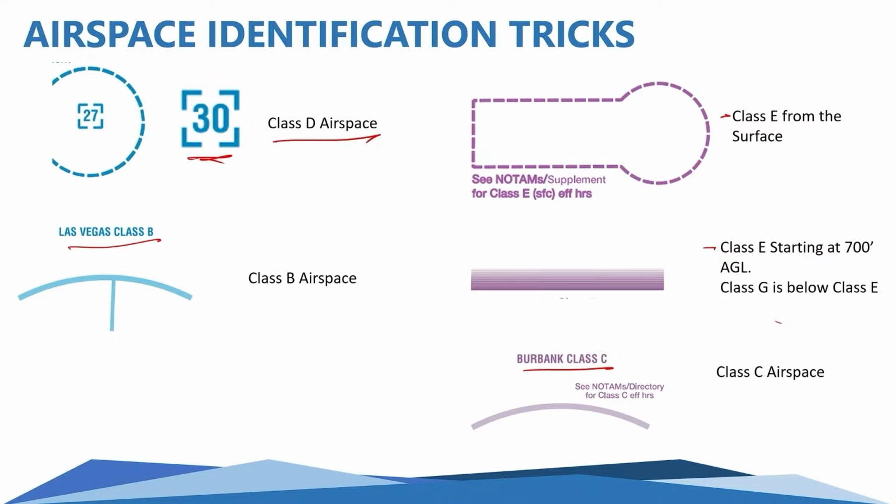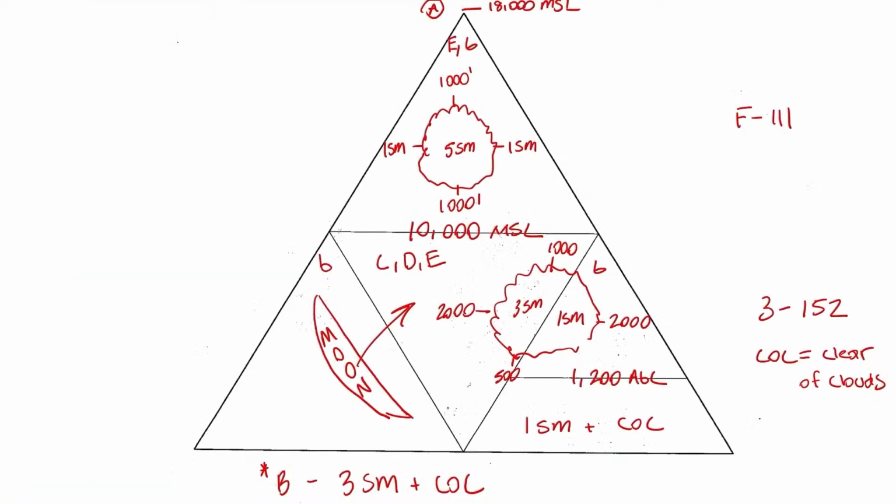Understand what is on the map, make sure you can identify it, and then once you can figure out, okay, that's a Class Echo, that's a Class Bravo, etc., then come back to our airspace triangle and start talking about the weather requirements.